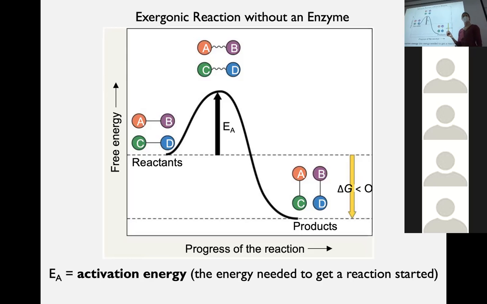Does that also have to be for endergonic, or is it just for? Yep, for endergonic as well. Yeah, good question. So this could be an endergonic reaction graph as well. You still have this hump that you need to start out with. That's going to be the activation energy. You'll just end up with the products up here. Yeah, very good question.